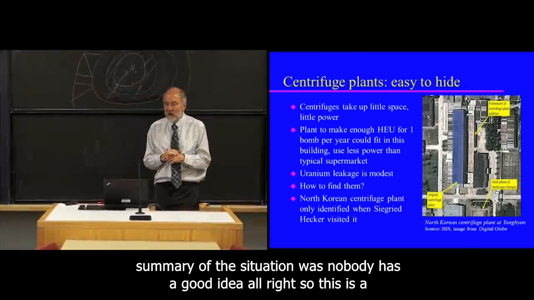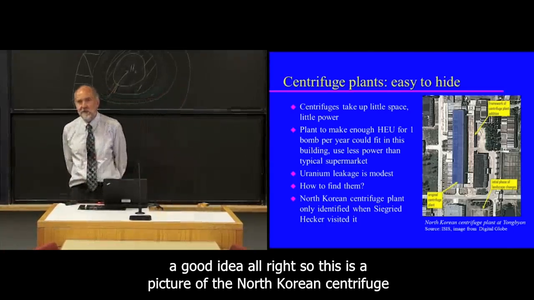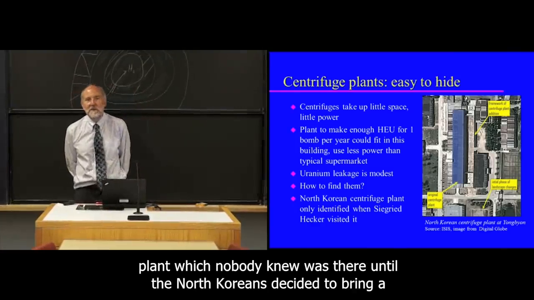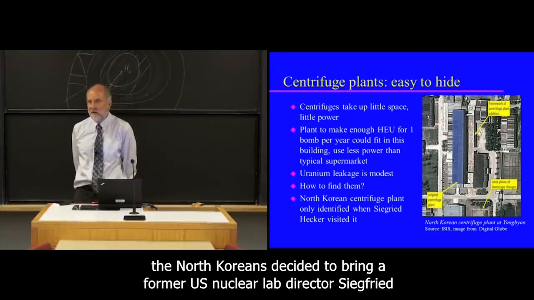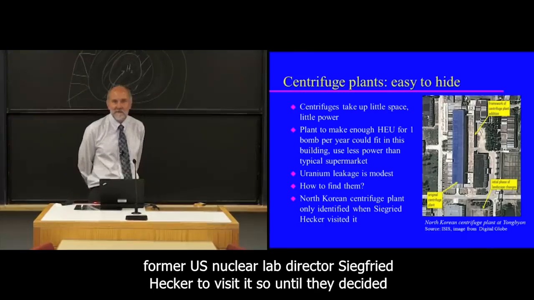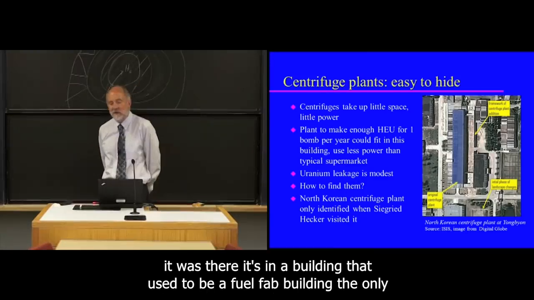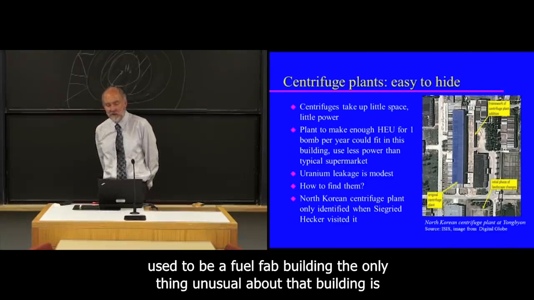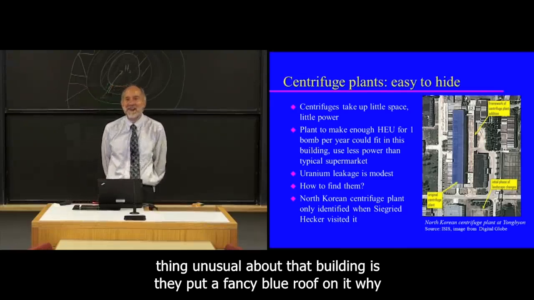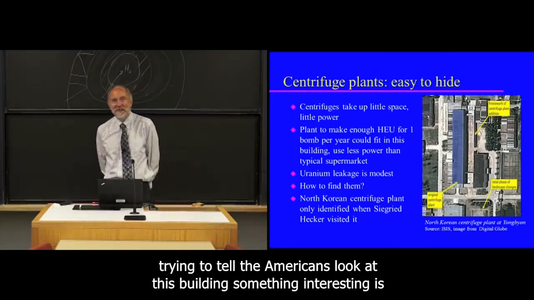All right, so this is a picture of the North Korean centrifuge plant, which nobody knew was there until the North Koreans decided to bring a former US nuclear lab director, Siegfried Hecker, to visit it. So until they decided to tell us it was there, we didn't know it was there. It's in a building that used to be a fuel fab building. The only thing unusual about that building is they put a fancy blue roof on it. It's almost as though they were trying to tell the Americans, look at this building, something interesting is happening here.